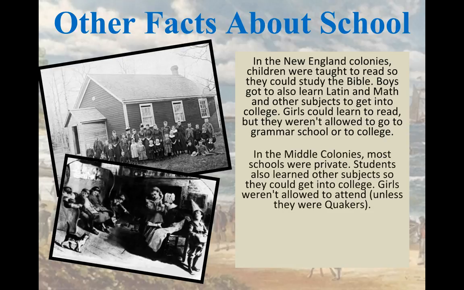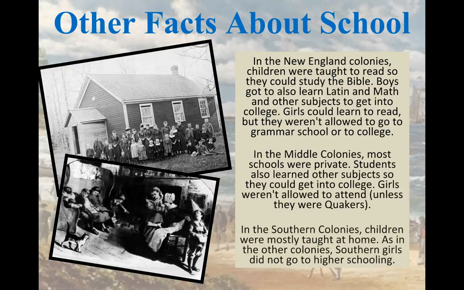In the middle colonies, most schools were private. Students also learned other subjects so they could get into college. Girls weren't allowed to attend unless they were Quakers. In the southern colonies, children were mostly taught at home. As in the other colonies, southern girls did not go to higher schooling.